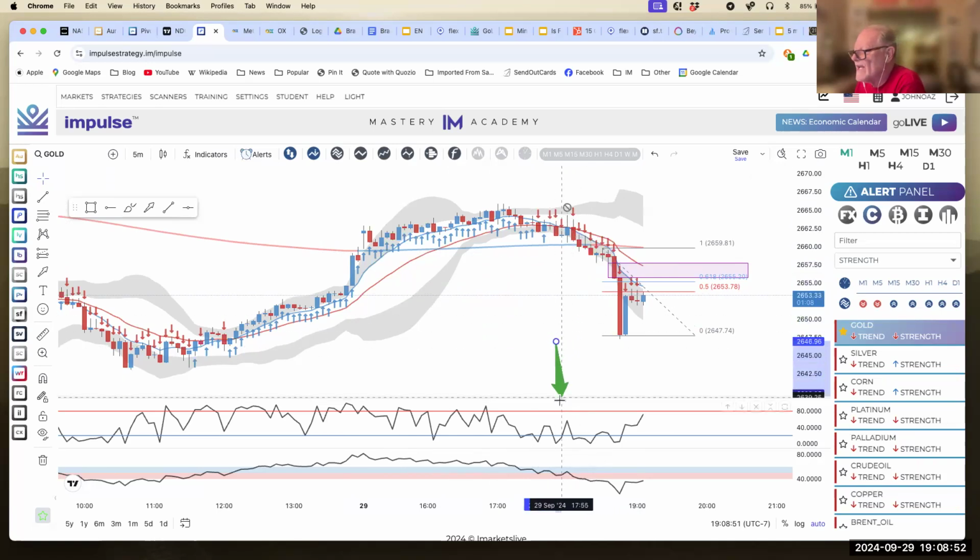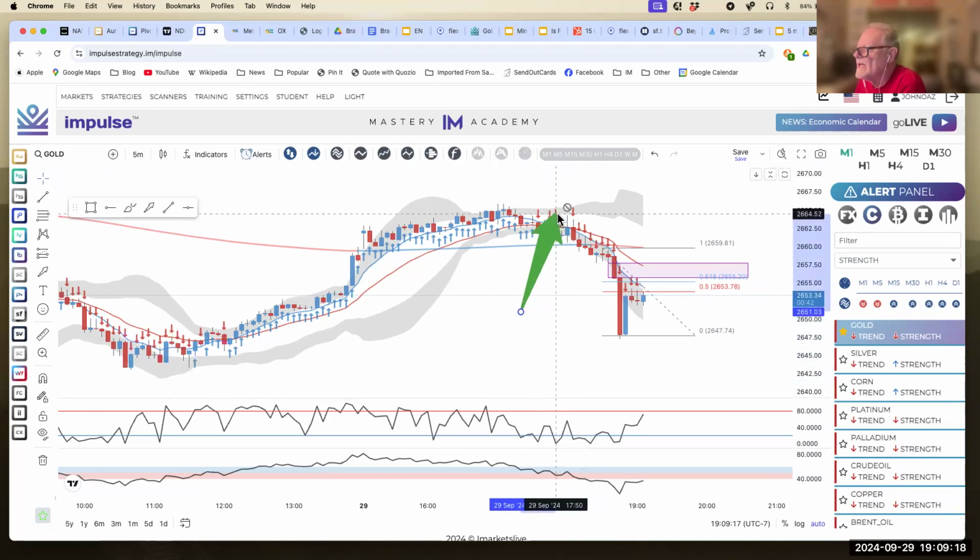When we look down here, we can see right here on the stochastic, it peaked around here, didn't even reach the red line and went back down again. And of course, we broke down, tested it here, and finally broke down into the red here. So that was definitely your entry, right where we needed it to be, and you would have taken all those pips.